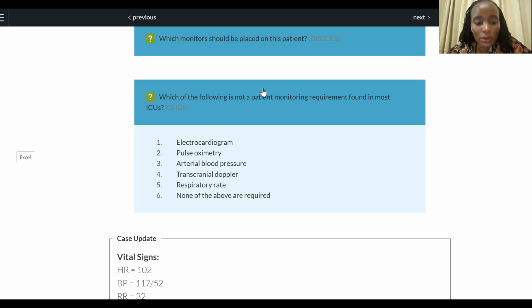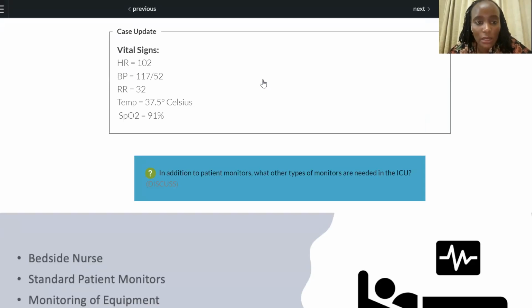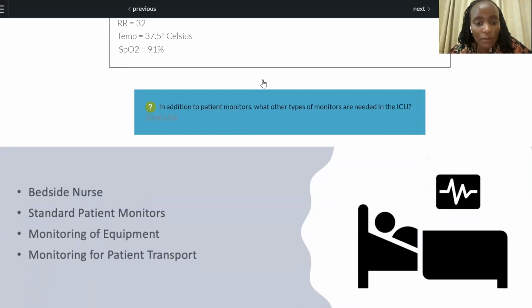So we could go down. So the vital signs are: heart rate is 102, blood pressure is 117 over 52, the respiratory rate is 32, temperature is 37.5, SpO2 is 91.5. So this is what is happening to this patient.